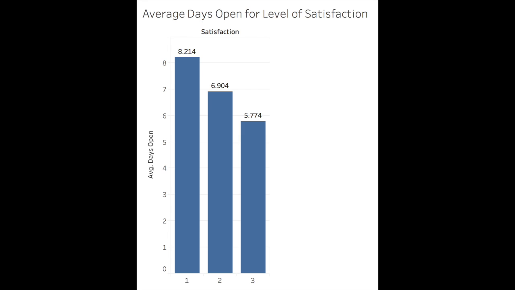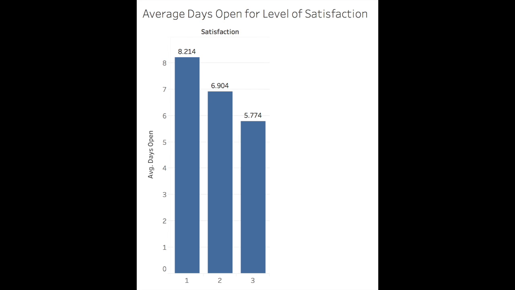Our next visualization shows the average days open based upon the different levels of satisfaction. We determined that average days open would be a good determinant of satisfaction since employees depend on their IT department to resolve their issues. As the graph shows, the employees who were unsatisfied with how their ticket was handled had the highest days open on average with 8.24. Following that, employees who were satisfied had an average of 6.9. And the employees with the fewest average days open were the most satisfied with how their ticket was handled.